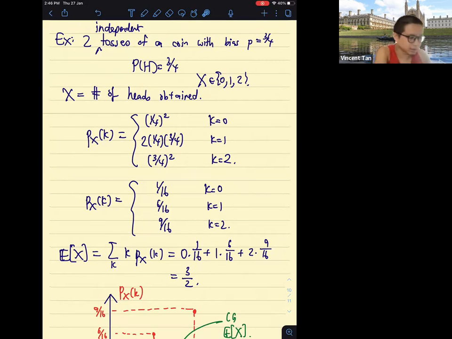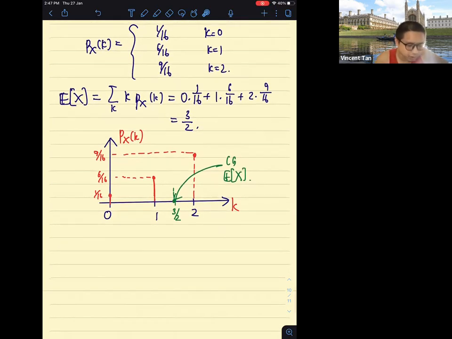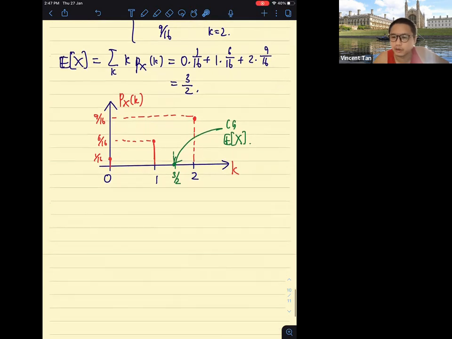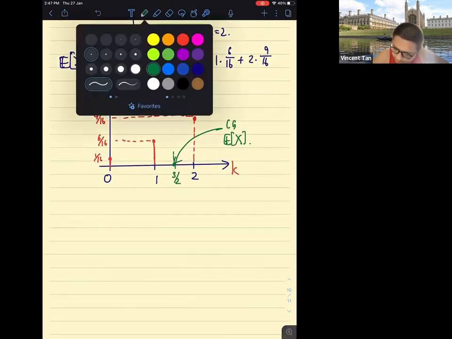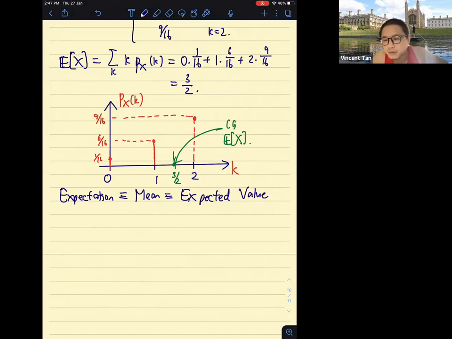So now let me talk about one more concept before we take a short break, okay? All right, so this concept of expectation is very important. Expectation is also called the mean. Sometimes I am very verbose and I call it the expected value. There's a long-winded way of.